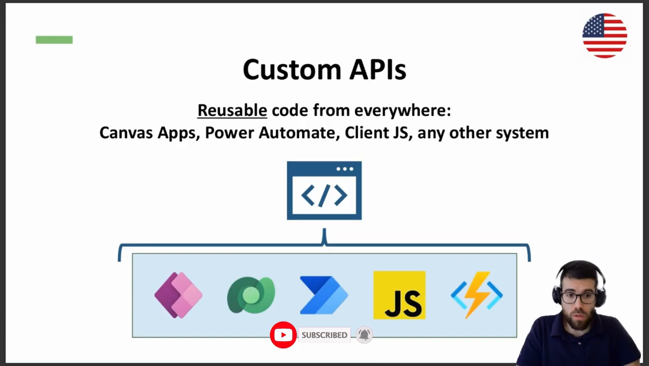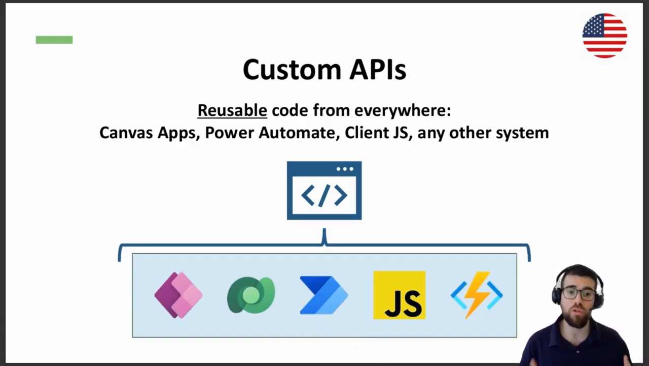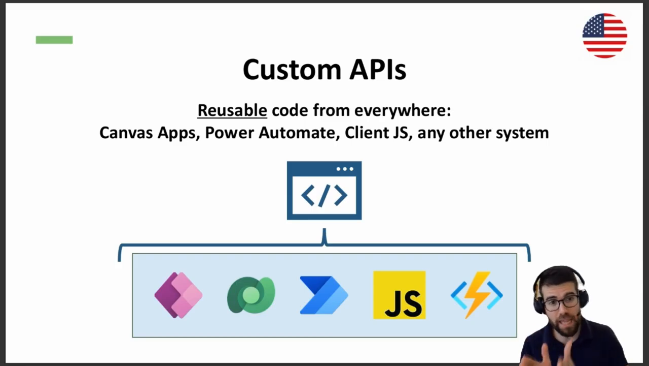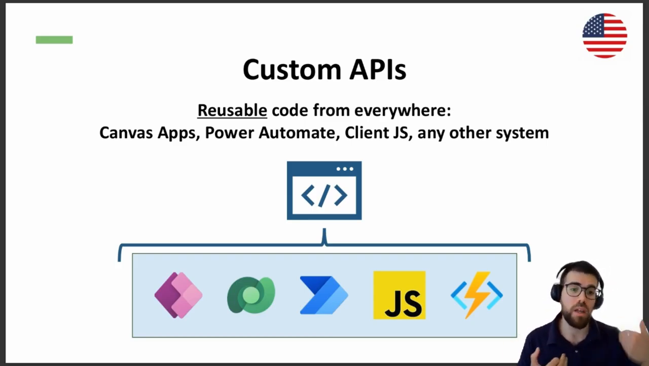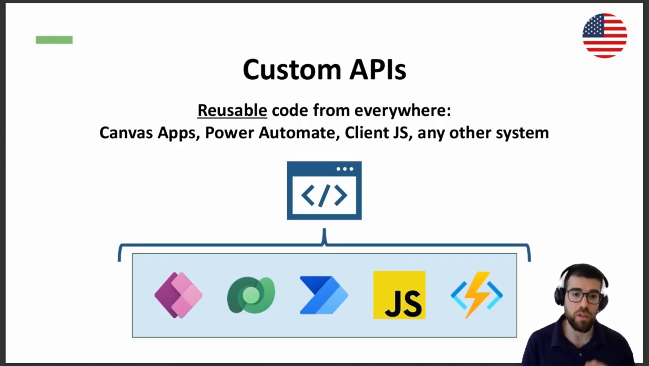And well, as a summary, what we've done is basically create a custom API, which allows us to have a reusable piece of code that can be triggered from a Canvas app, or an Automate flow, or anywhere else from inside the Power Platform, but also outside, because it's an API. We can call it from any other interface, any other system using a programming language or a low-code solution.